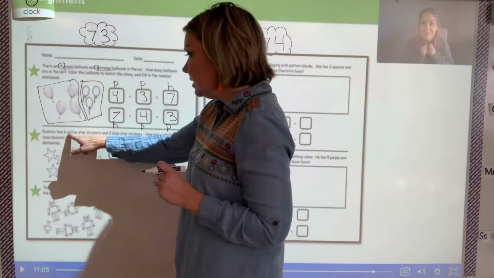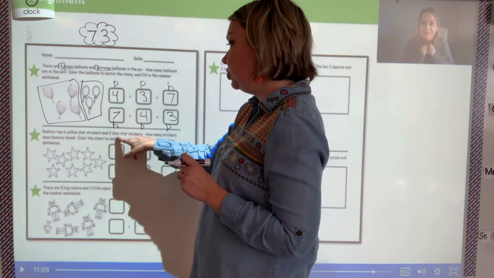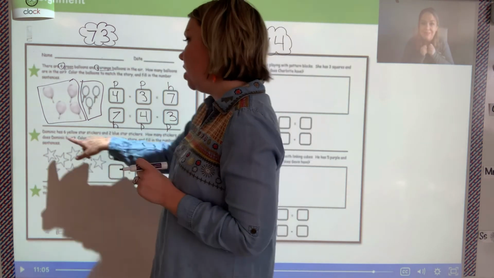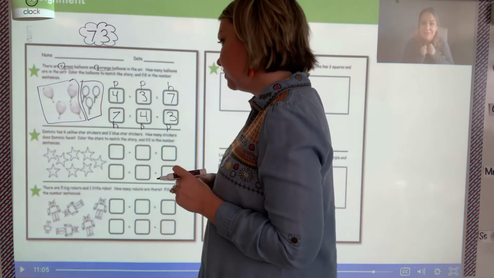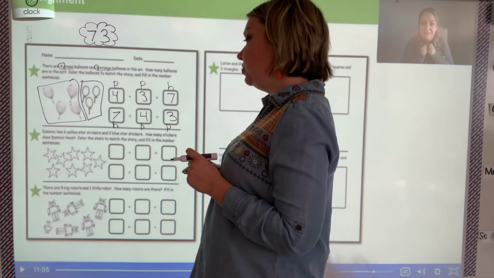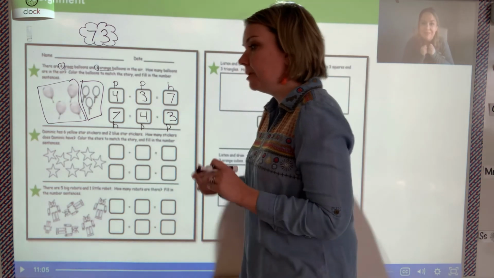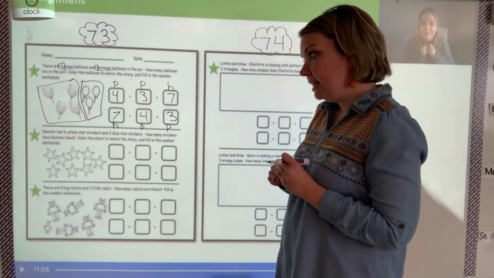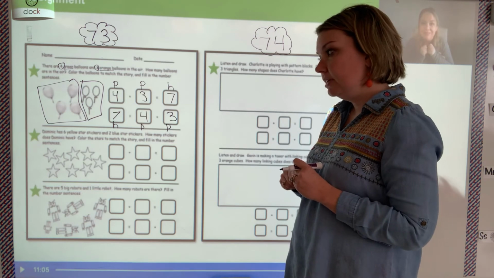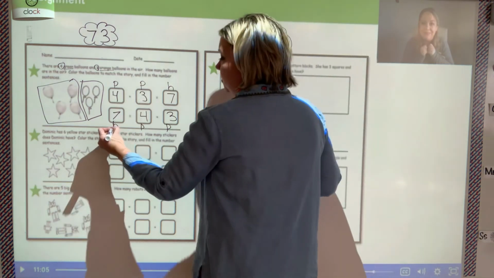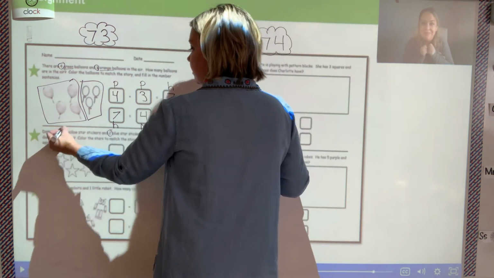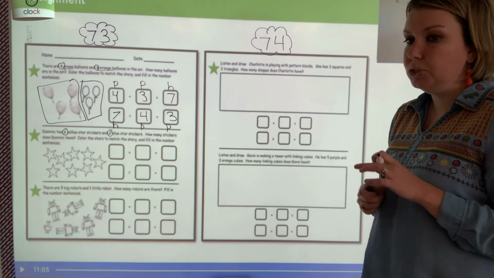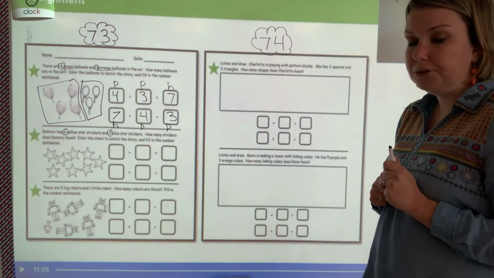Dominic has 6 yellow star stickers and 2 blue star stickers. How many stickers does Dominic have? Color the stars to match the story and fill in the number sentences. I'm going to read that again. Dominic has 6 yellow star stickers and 2 blue star stickers. 6 yellow and 2 blue. Fill in your number sentences.